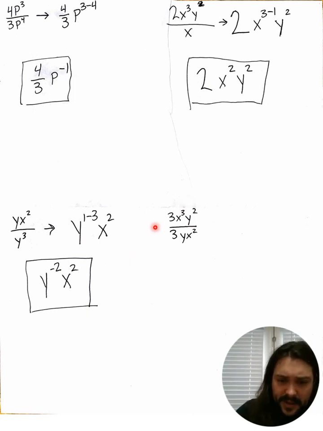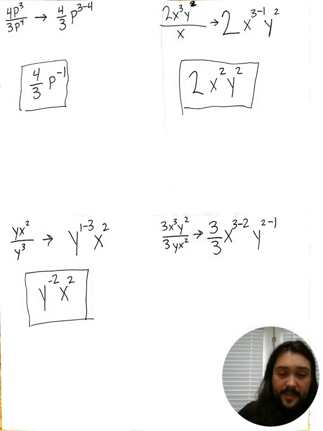All right, next one, 3x cubed y squared divided by 3y x squared. Let's work with these coefficients first. So I have a 3 in the numerator, a 3 in the denominator. So 3 over 3. We have an x cubed in the numerator, an x squared in the denominator, so 3 minus 2, and then a y squared in the numerator, and a y in the denominator, 2 minus 1. Okay, so 3 over 3, x, 3 minus 2, y to the 2 minus 1. 3 minus 2 is 1, 2 minus 1 is 1, 3 divided by 3 is 1.